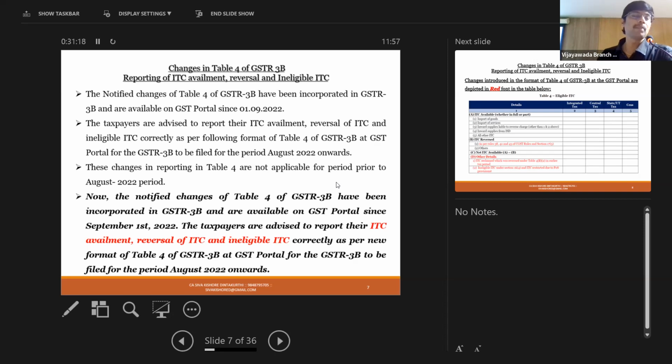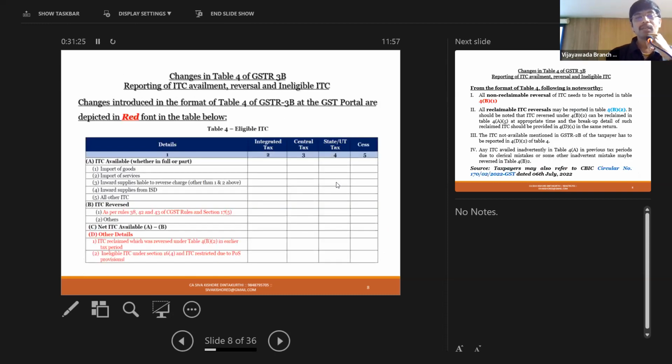As per the new format of table 4 of 3B at the GST portal, for the 3B to be filed for the period August 22 onwards, these are the changes. The red font. See, I used to see red color in every month's 3B. Definitely. Because if you want to file a 3B without a red color, in my opinion, you can file only for the petrol bunks where there is no input tax credit, or at least for the people who do not have any tax credit, exempt supplies.